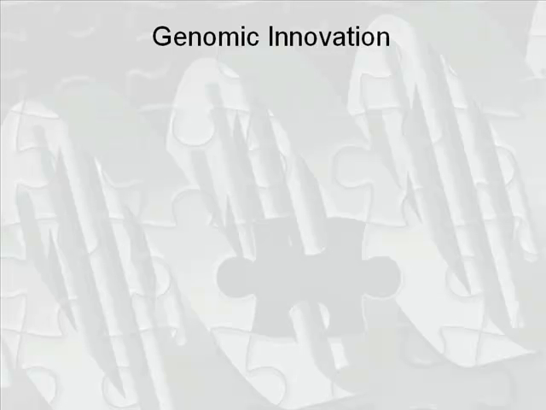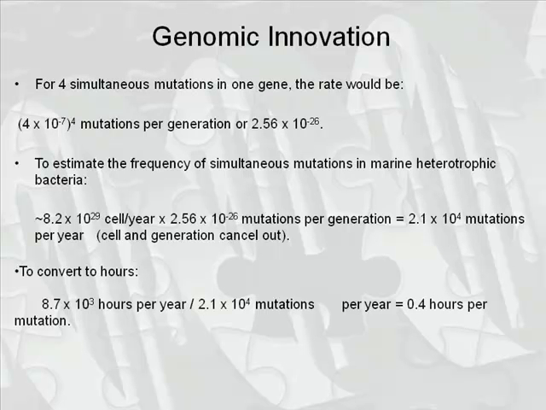And so just to put that in perspective with respect to genomic innovation, this is just a back-of-the-envelope type of calculation to think about. For four simultaneous mutations in one gene, we're going to have some assumed rates of mutation here. We're going to say that mutations per generation is approximately 10 to the minus 26. And let's say we wanted to estimate the frequency of mutations in some marine population of bacteria that we had quantified to be about 8 times 10 to the 29th cells per year. At that rate, we would come up with about 2.1 times 10 to the 4 mutations per year.